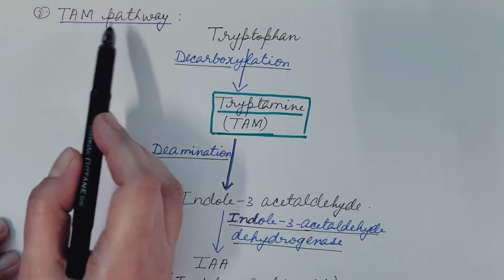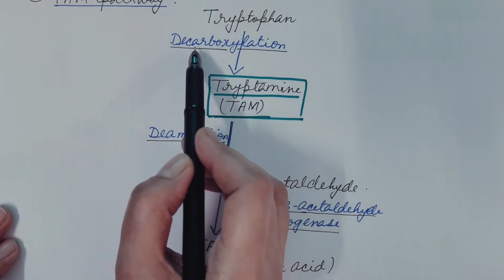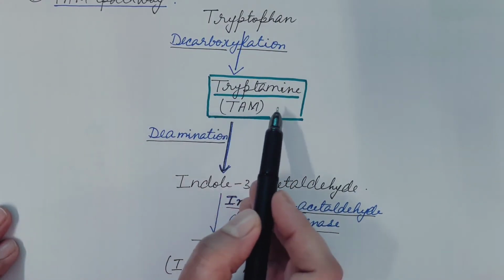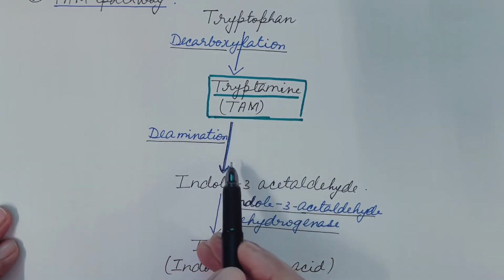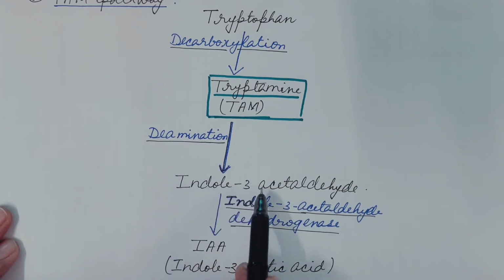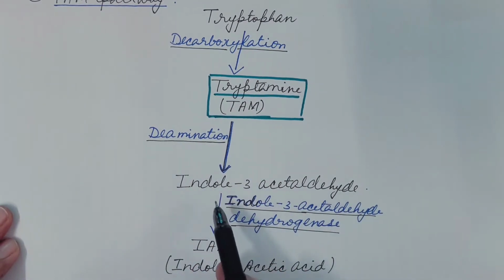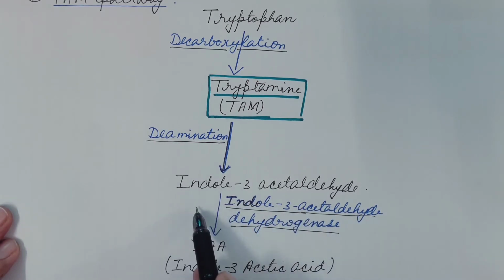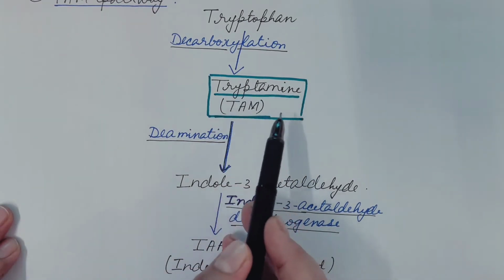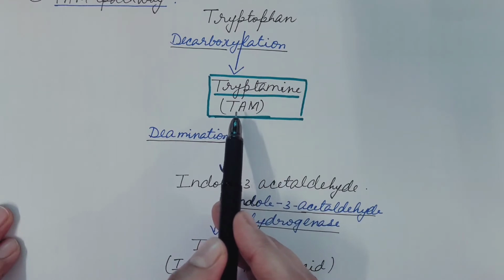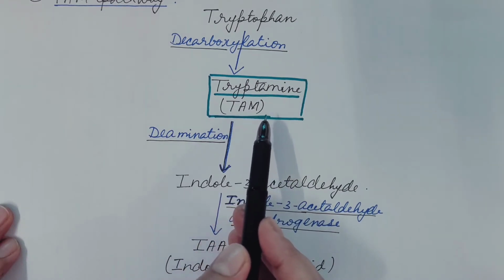Now second is the TAM pathway. Here tryptophan undergoes decarboxylation and is converted into tryptamine, in short TAM. Then this undergoes deamination and is converted into Indole-3-acetaldehyde. This Indole-3-acetaldehyde undergoes dehydrogenation in the presence of the enzyme Indole-3-acetaldehyde dehydrogenase and is converted into Indole-3-acetic acid. Here the first intermediate is tryptamine or TAM, hence it is known as the TAM pathway.